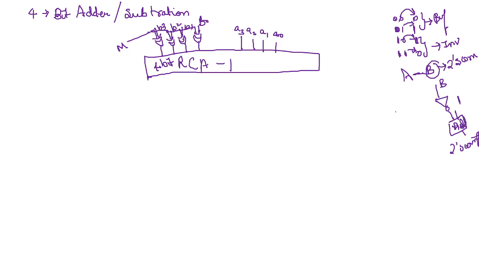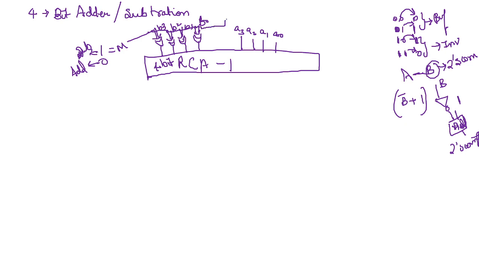Is this clear? Yes, madam. We will have B bar plus 1, so for that I need an inverter. It should act like an inverter when M is 1. That time it will be a subtractor module, and if it is 0, that time it will be an adder module. This will give me the negation output.